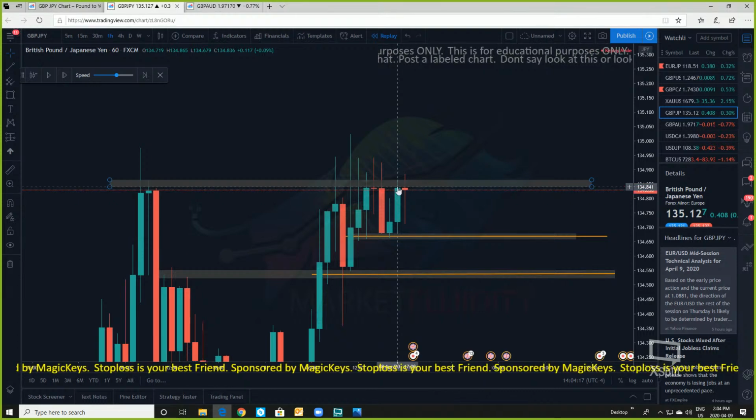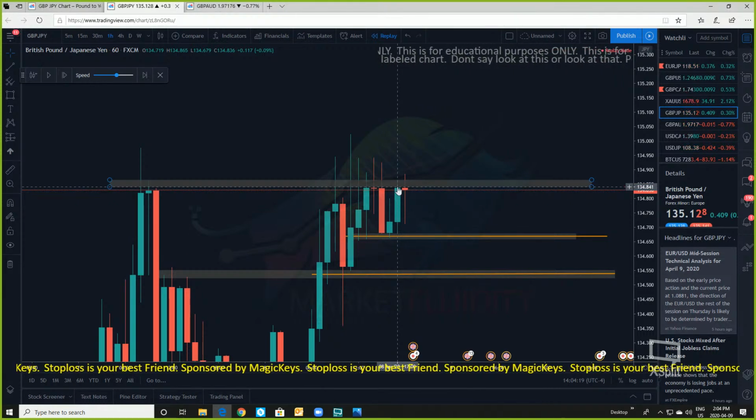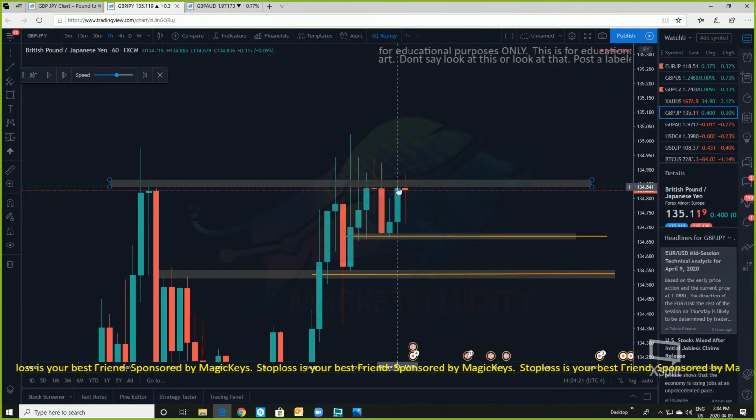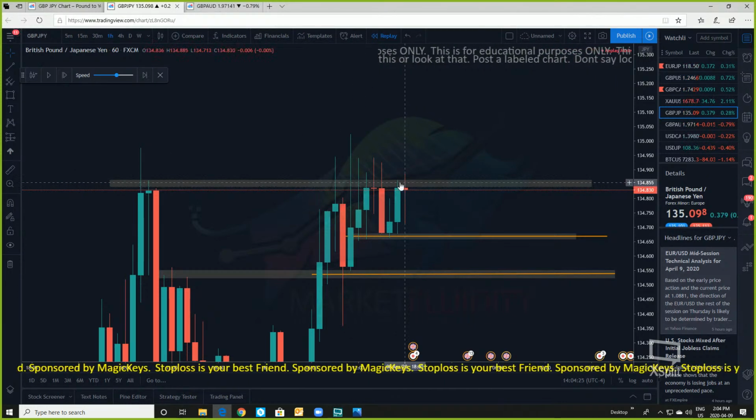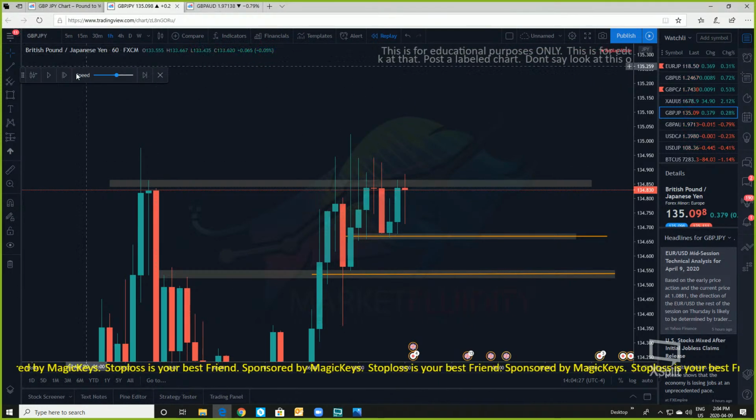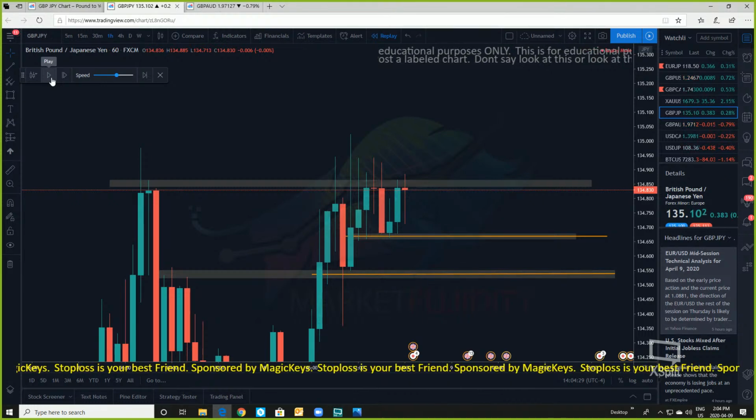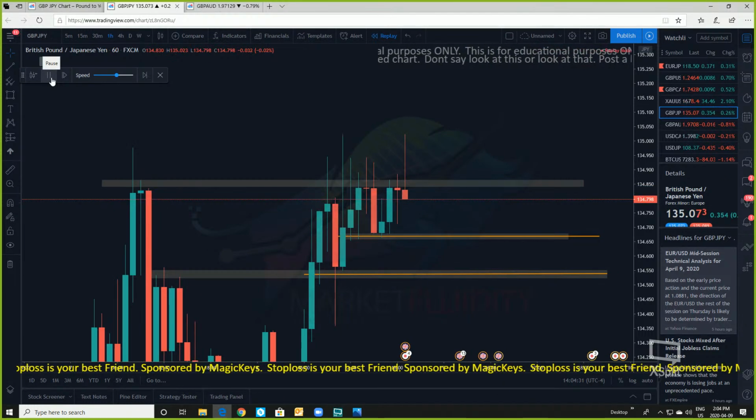Candles are still bullish, so there's still no selling confirmation. There's still no buying confirmation either, because we need a break above this area to take a buy. But the signal providers are still in sells. So let's see what happens here.